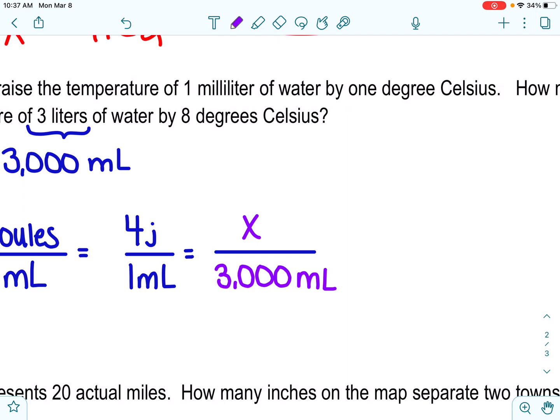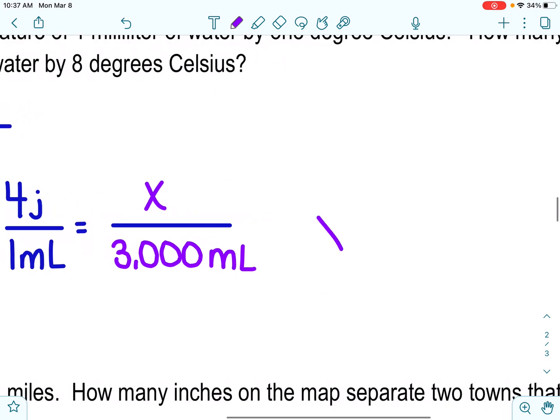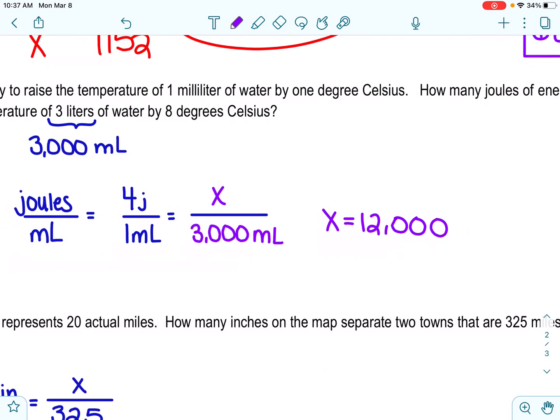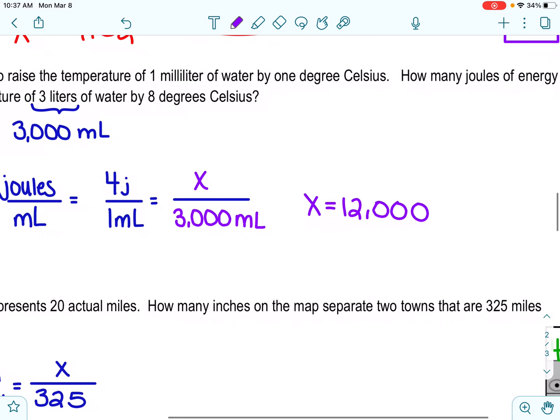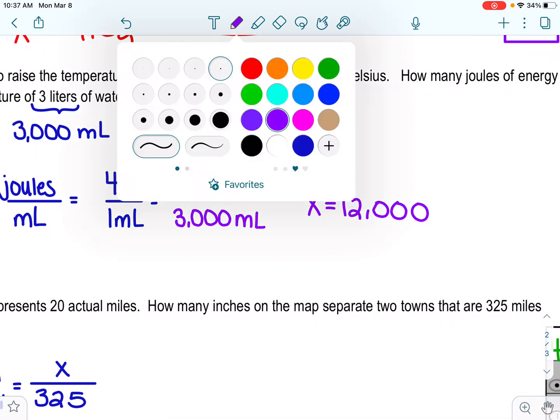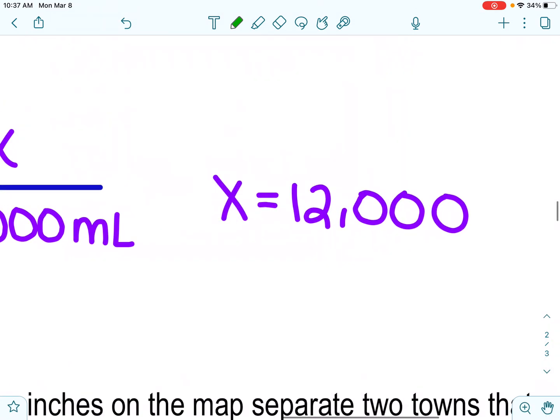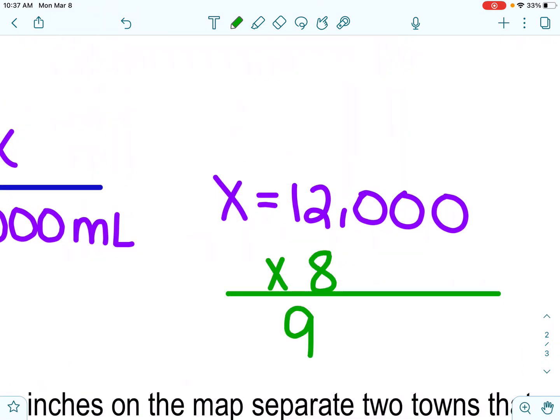So when I solve this, I get x equals 12,000. 4 times 3,000 is 12,000. But that's for just 1 degree. So we want it to warm up not by 1 degree, but by 8 degrees. So that's why I take this answer and multiply it by 8. And that's where I'm getting this 96,000.